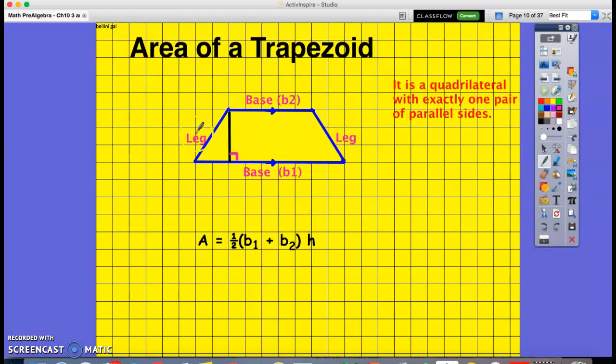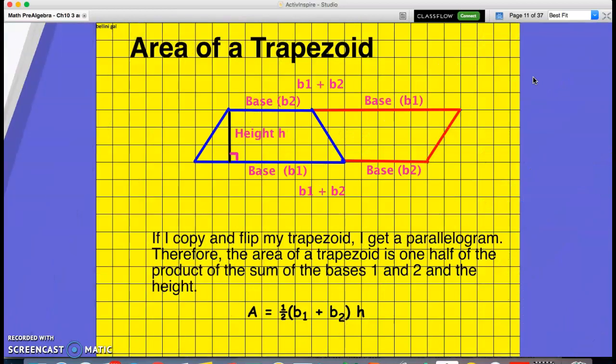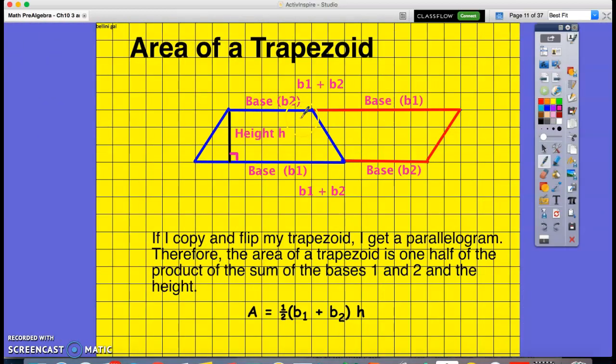So if I copy this trapezoid and flip it, then I get a parallelogram, right? So let's look at that. I copied my first trapezoid, and then I flip it. So my base B2 will become the new base B1, right? So base B2, the base B1 will be on the other side. So then now I get a big parallelogram, right?